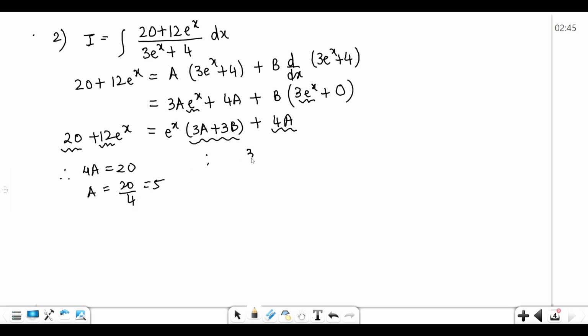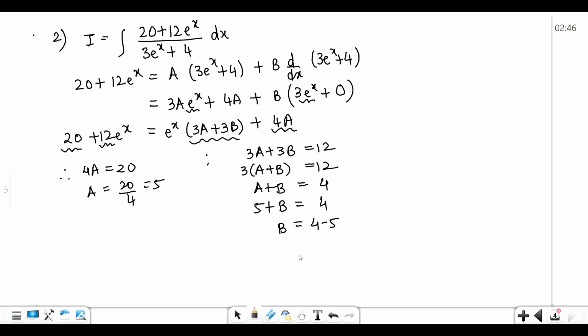On the other hand, 3a plus 3b is equal to 12. Taking 3 common, a plus b is equal to 12, and dividing by 3 on both sides, that gives you 4. Substituting the value of a, 5 plus b equals 4, so b is equal to 4 minus 5, which is minus 1. So here we have got the value of b as well as the value of a. There was no need of solving this simultaneously, we can directly get the answer. The value of a is 5, the value of b is minus 1.